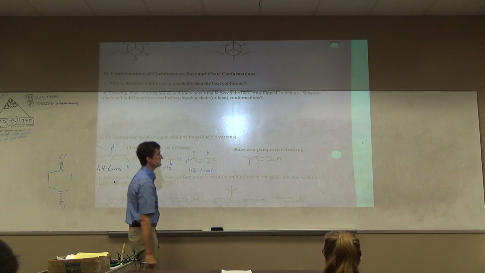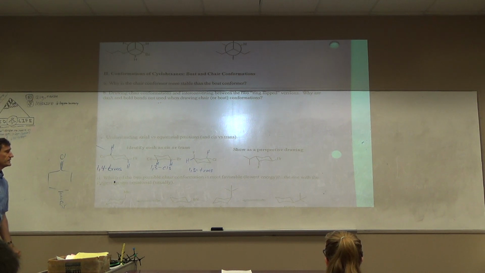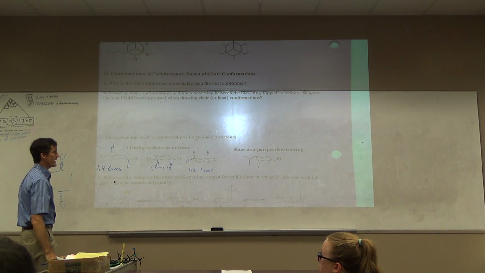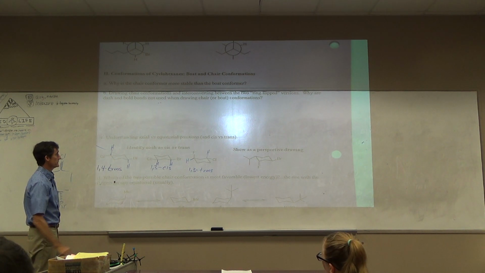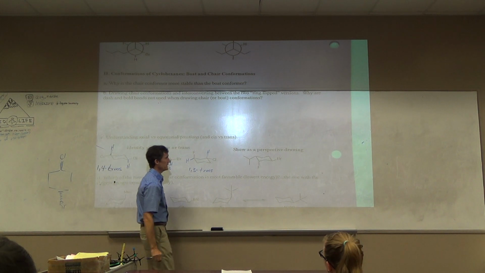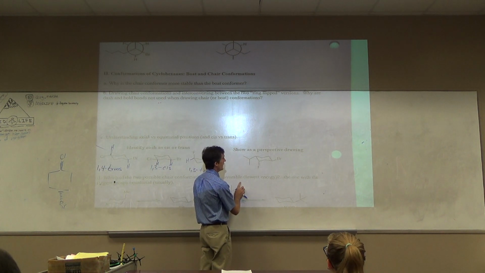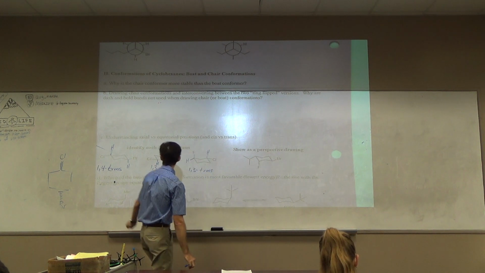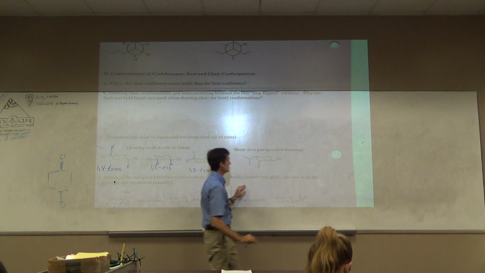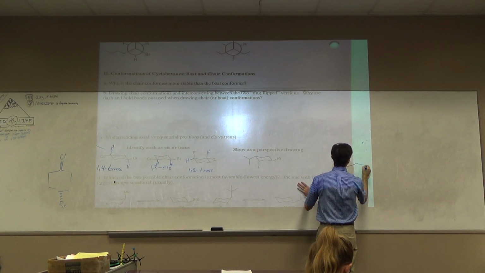All right? So some people will say if it's 1-4 and it's equatorial and axial, then it's this. Don't memorize every possible situation. Just do it like I did it here. Up or down compared to the H. That's all you need to do. Show in a perspective drawing. I showed this one in a perspective drawing. And we showed this in a perspective drawing.